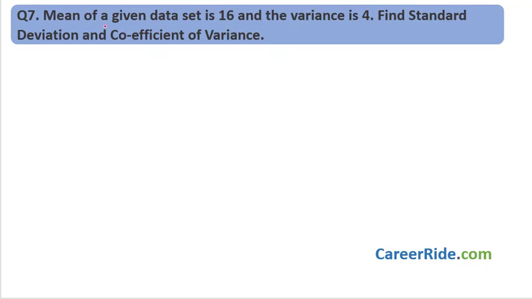Question number 7. Mean of a given data set is 16 and its variance is what?